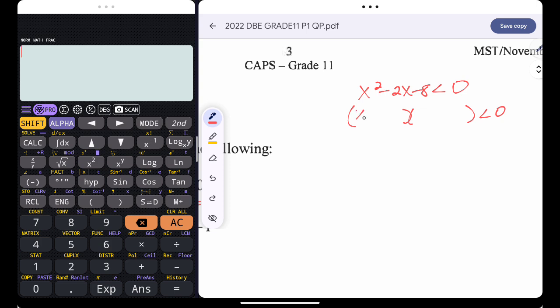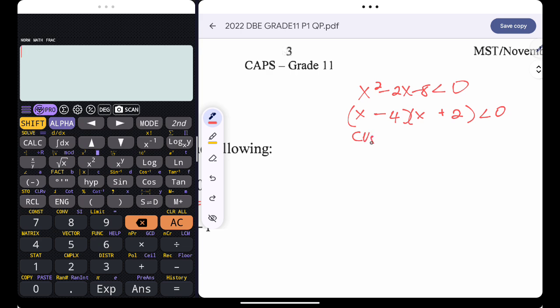Right? I'm looking for the factors of 8 that when I subtract will give me 2. Those factors are 4 and 2. Right? Since 8 is negative, it simply means my brackets will have different signs. Obviously, the bigger factor will take the sign of the middle term. I'll have minus and plus over here.